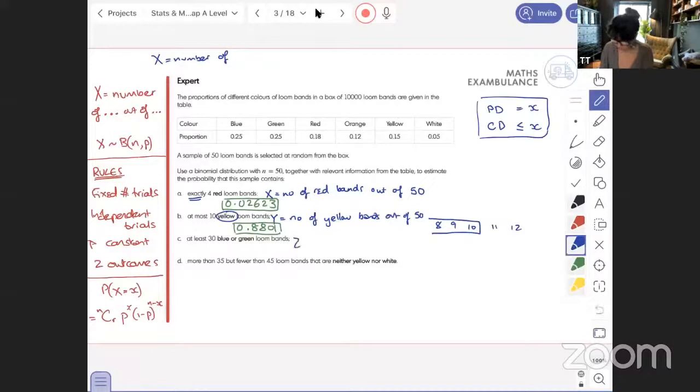Next one. Z is the number of blue or green bands out of 50, it's still 50, but they might change it. At least 30. So now we know what to put in the calculator. n is going to be 50. You can work out what p is going to be. Just have a look at the information you've got.